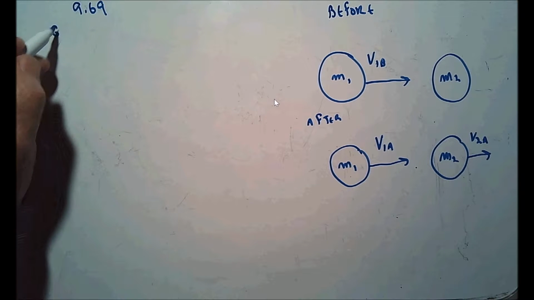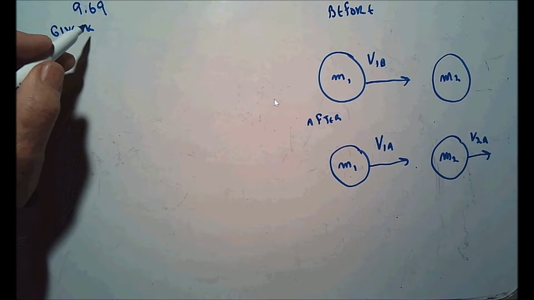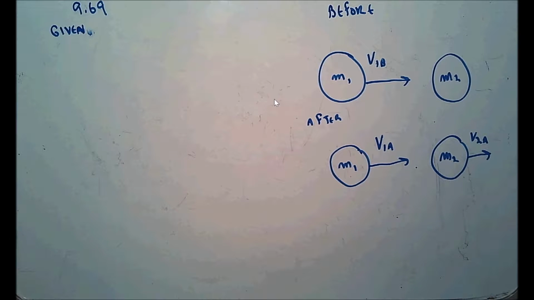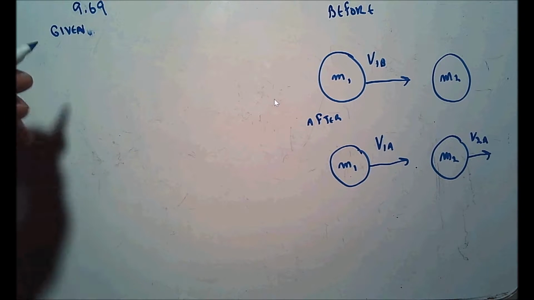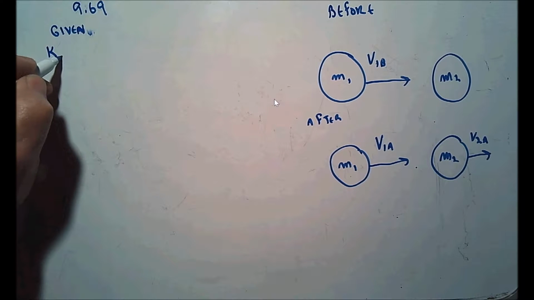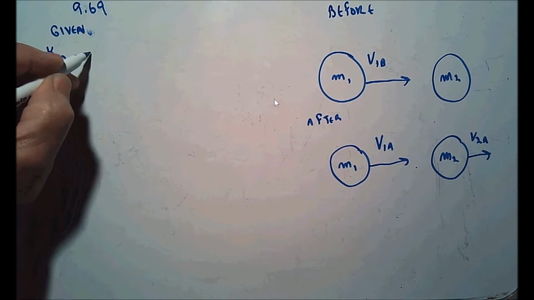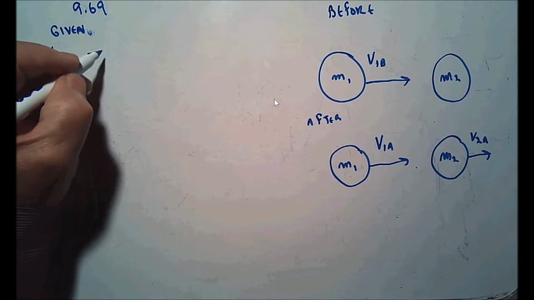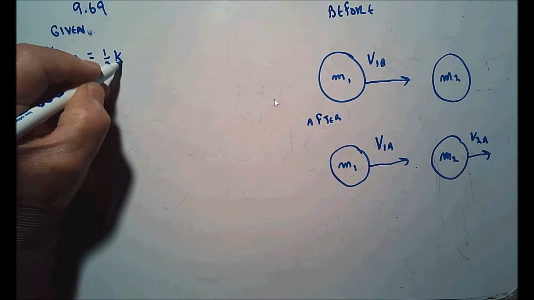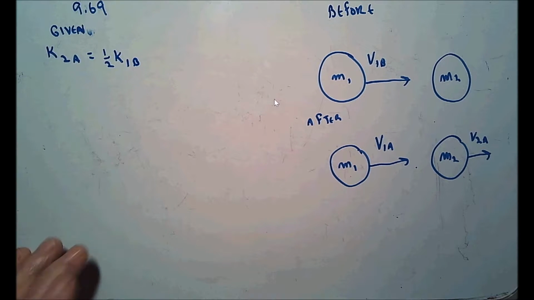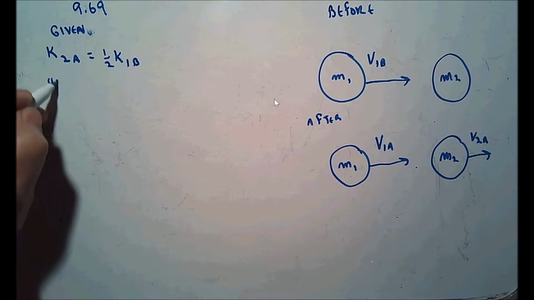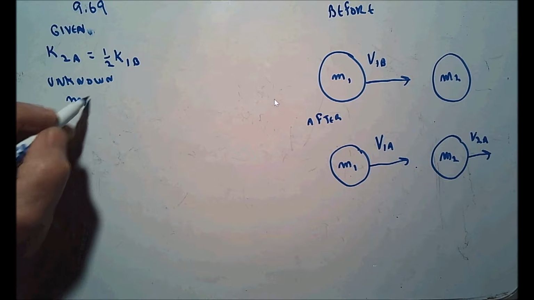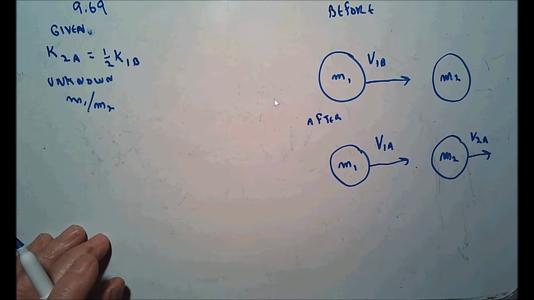Now what's given is that the kinetic energy of the second object after must be equal to 1/2 the kinetic energy of the first one before the collision takes place. Now our unknown is the ratio of the mass 1 to mass 2. So that's what we're looking for.